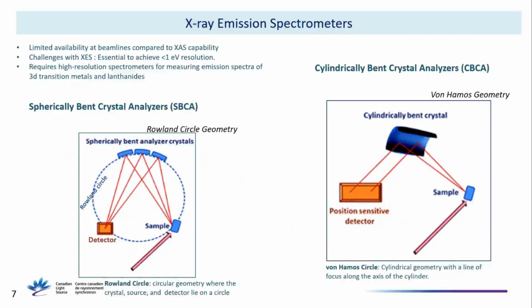Instead, here both have to be moved. So this is a little bit more complicated when you do the measurements. And this one is called the von Hamos geometry, and also called the dispersive geometry, because the X-rays are dispersed onto the position sensitive detector, whereas the other one is focused onto the detector.